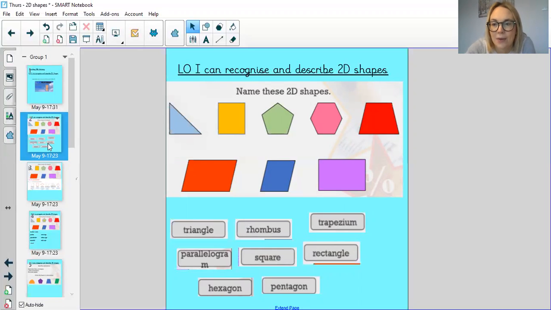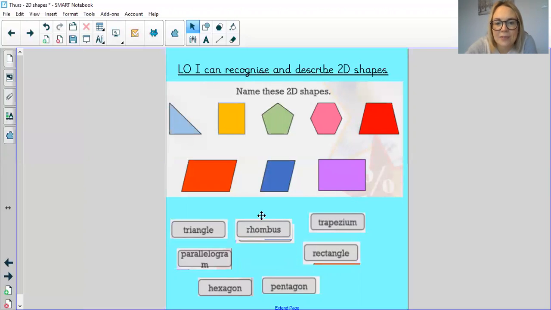Okay, so let's start. We're going to match them up. Hopefully you've had a chance to either talk about that, think about that, or write down some answers. So I'm going to start with the square. Now, the square is the yellow shape up here. It's got 4 equal length sides and it's got 4 right angles. That's how we can recognise a square.